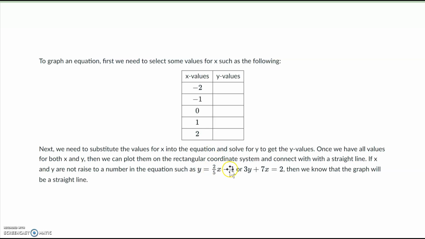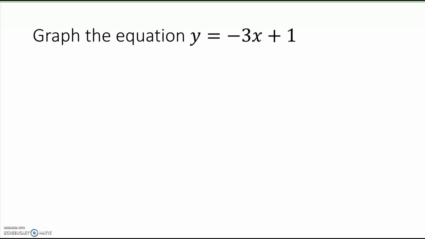Well, look at these two equations right here. Now notice the y and the x for both of them. Notice how they are both raised to essentially nothing, okay? It's just a y and an x. So if both of them are raised to nothing, then we can be certain that this is going to be a straight line.